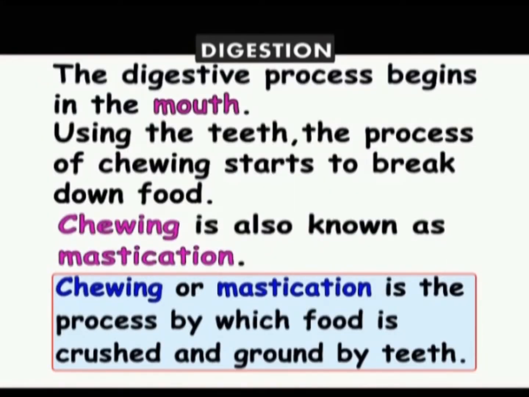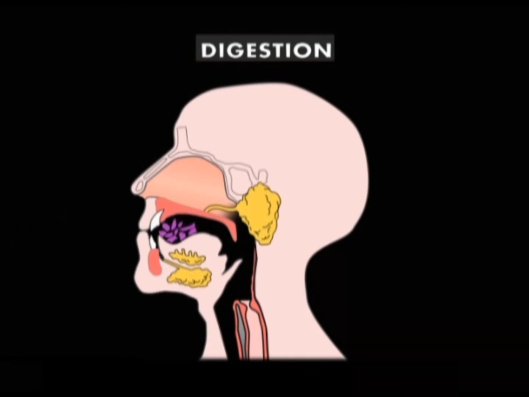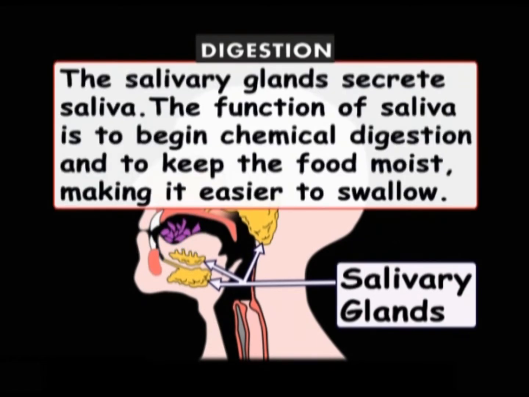The digestive process begins in the mouth. Using the teeth, the process of chewing starts to break down food. Chewing is also known as mastication. Chewing or mastication is the process by which food is crushed and ground by teeth. The salivary glands secrete saliva. The function of saliva is to begin chemical digestion and to keep the food moist, making it easier to swallow.